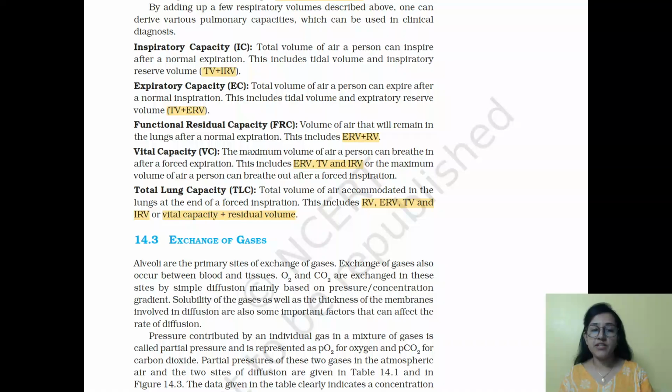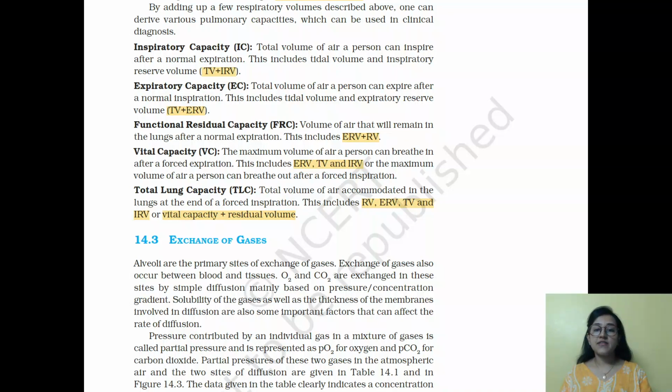Next comes the expiratory capacity or EC. Total volume of air a person can expire after a normal inspiration. This includes tidal volume and expiratory reserve volume. So we can say EC equals TV plus ERV.